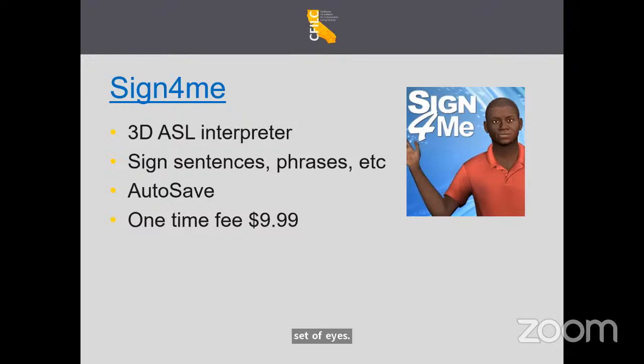Everything entered is automatically saved in the app and can be deleted at any time. This app could benefit deaf or hard of hearing users because it allows them to communicate with others. Sign4Me is available to download for a one-time fee of $9.99. Next slide.